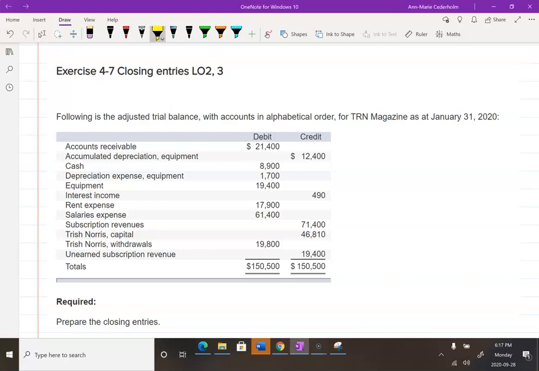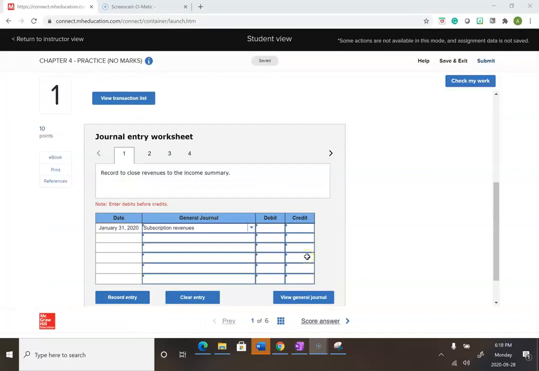So right now I have interest income, a balance of $490, and I also have subscriptions revenue for $71,400. So what I'm going to do is do a journal entry to reduce these amounts, so then it'll bring it to zero, and then I'm going to dump it into this temporary account called income summary, and it's just part of the process. So my first journal entry to do is the subscriptions revenue, and since the original balance is a credit of $71,400, if I do a debit of $71,400, that will bring it to zero.